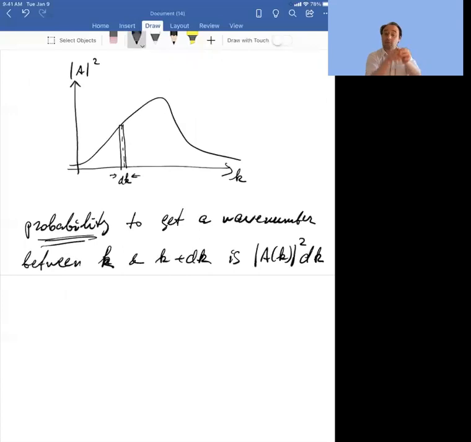Mass density times a little bit of volume gives mass. Charge density times a little bit of volume gives charge in that volume. Mass density times a little bit of volume gives mass in that volume. Probability density times a little bit of amount of k space, k volume, k segment gives probability. Okay.